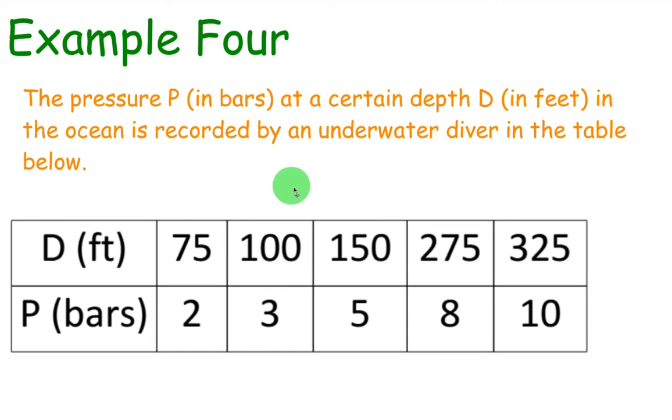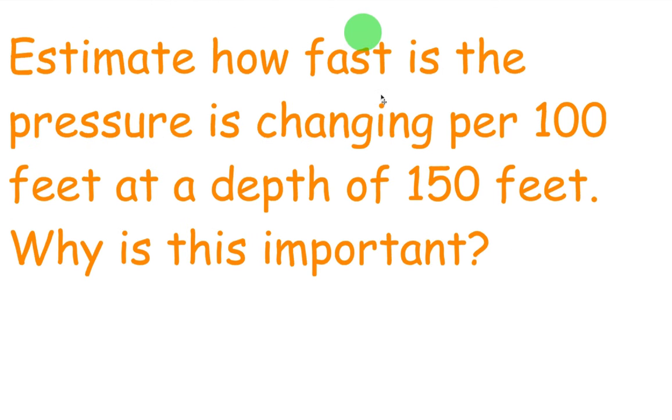So here's basically what happens. As you go further down into the ocean, the pressure increases. So, for example, when they go down 75 feet, the pressure is 2 bars. By the time they've reached 325 feet, the pressure is 10 bars. So our independent variable is up here, our dependent variable would be down there. So X and Y pretty much.